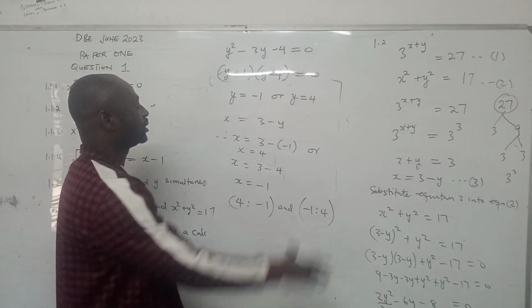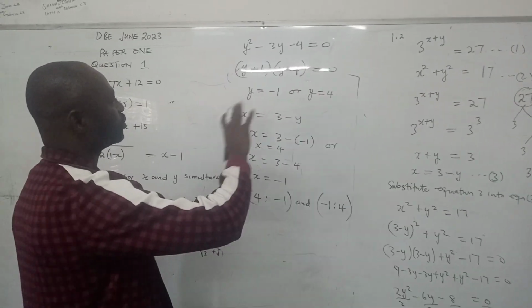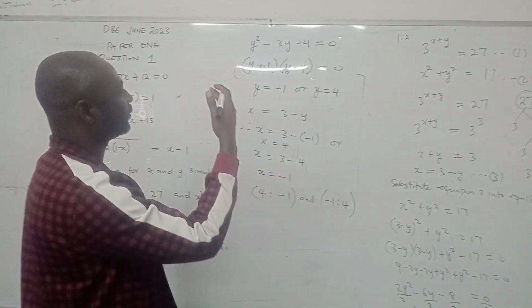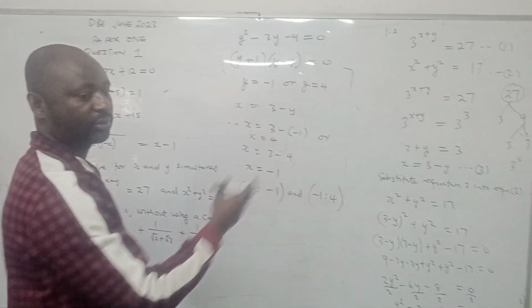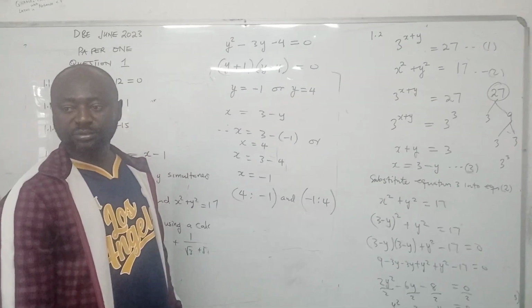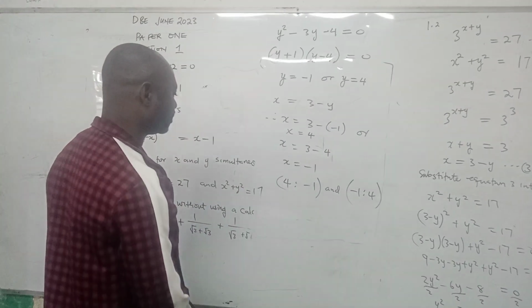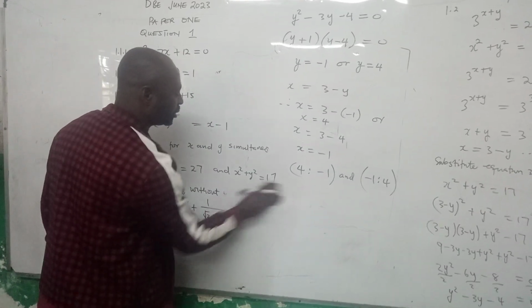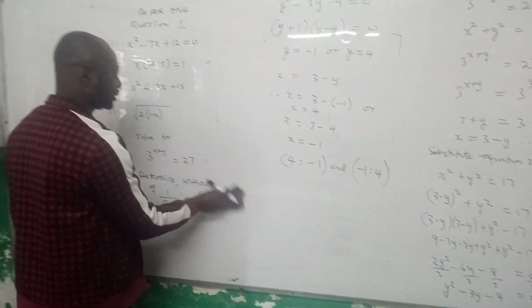Simultaneous is where two functions intersect. Let's say a straight line function and a parabola, where they cut each other. The points of intersection are what we call simultaneous. When you solve, you get those two points, so there will be two solutions. There will be two points where the two graphs intersect each other.